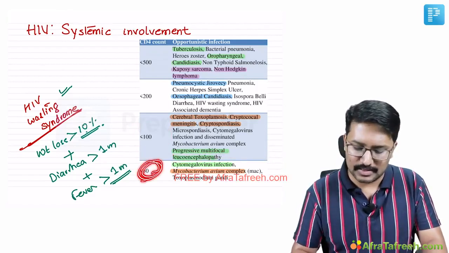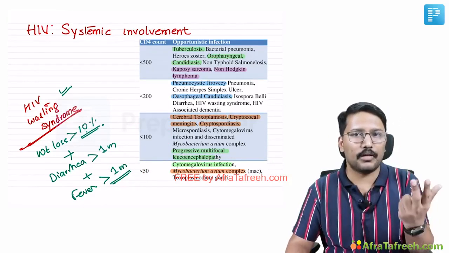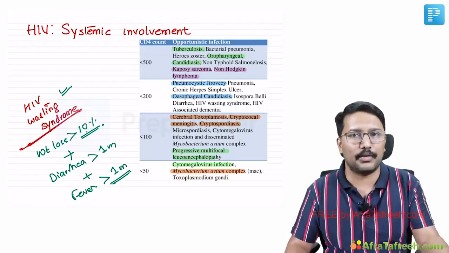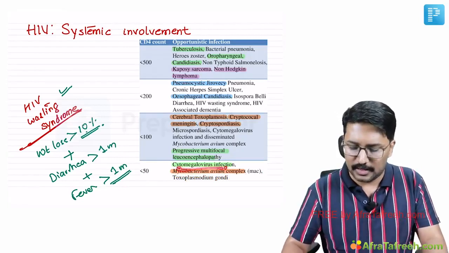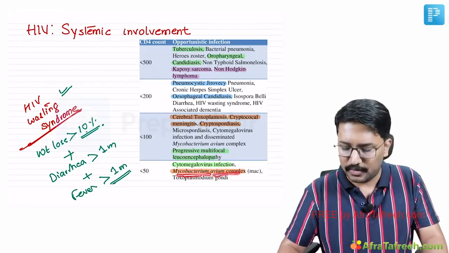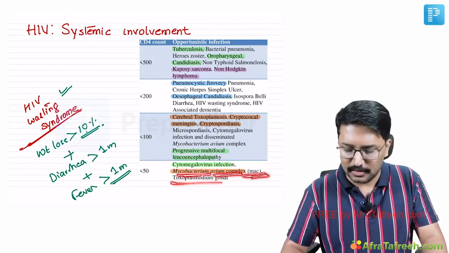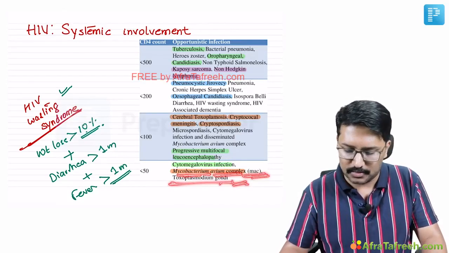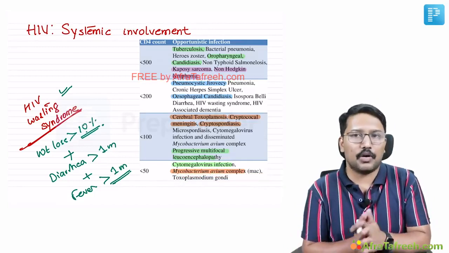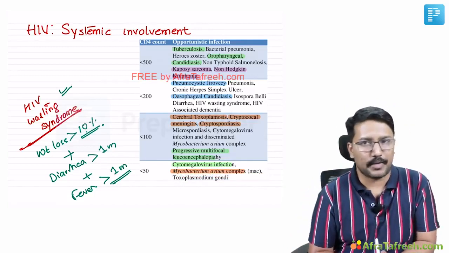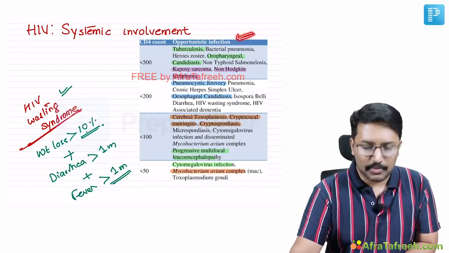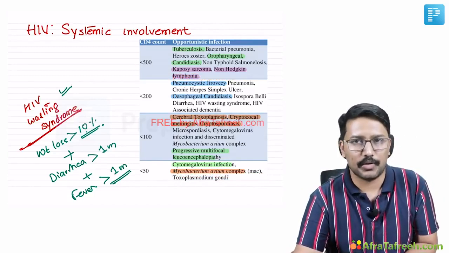Finally, once the CD4 count is less than 50, two important things to remember: CMV infection, particularly CMV retinitis, and Mycobacterium avium complex, MAC infections, and Toxoplasma gondii infections. So these are very common once the CD4 count is less than 50. Clear? Okay, so this is one table that you need to spend some time trying to memorize.